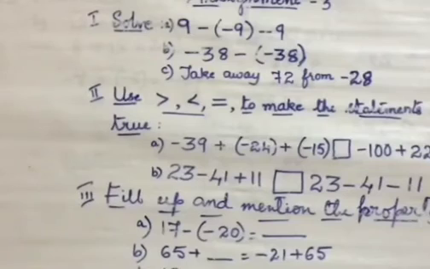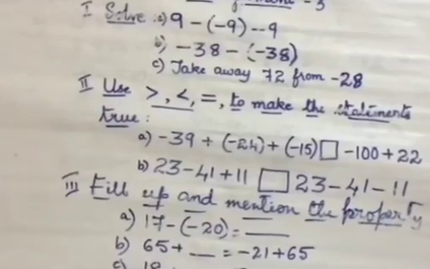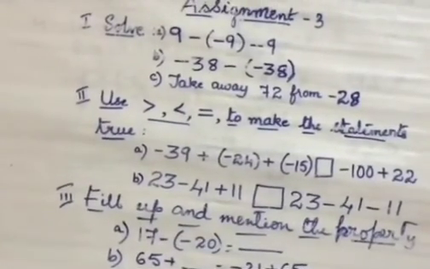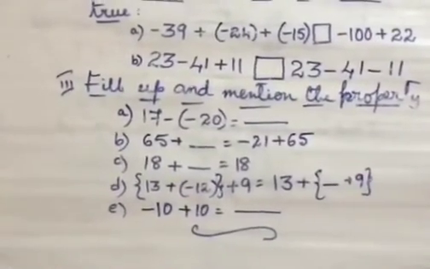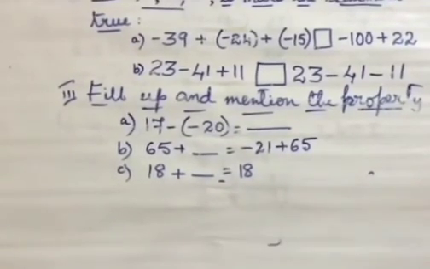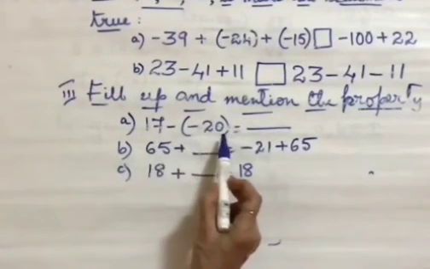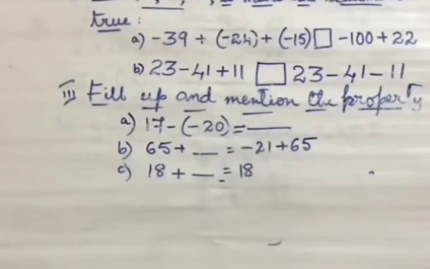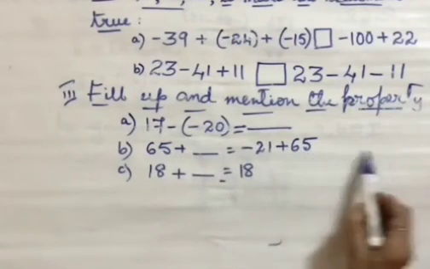Now you have one exercise on the properties of integers also. You have just learned the properties of integers. Check: minus 17 minus of minus 20 equals dash. You have to fill up and then write what the property is. Name the property. Second one, 65 plus dash is minus 21 plus 65. Fill it up, write the property.